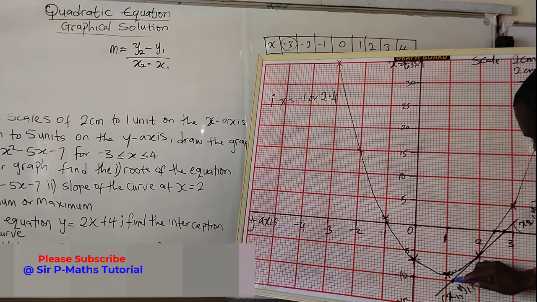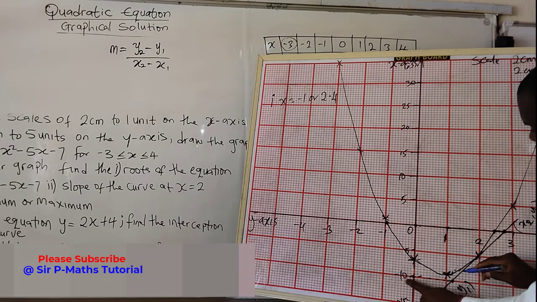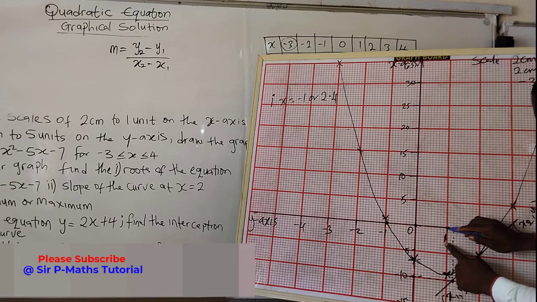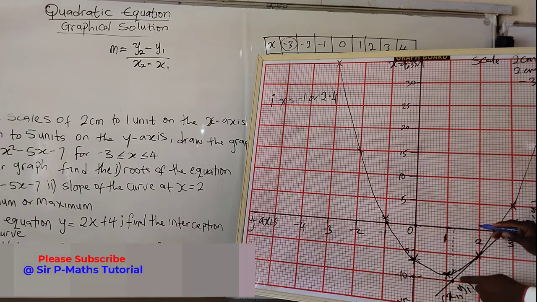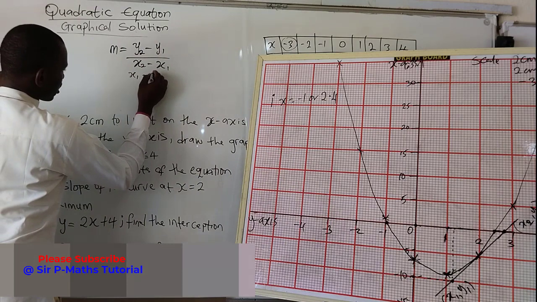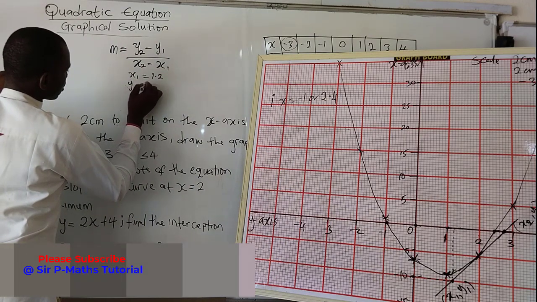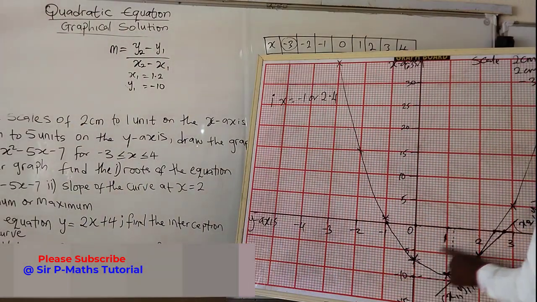To get my x and y, I'll trace to the y-axis here. This is my y1, minus 10. Then trace this one up. This is my x, so I'll count 1.1, 1.2. Recall how we get the values of the little lines. So I've gotten my x1 as 1.2, and then y1 as minus 10 here and here.